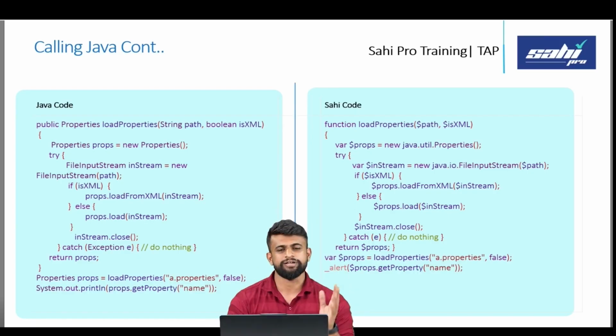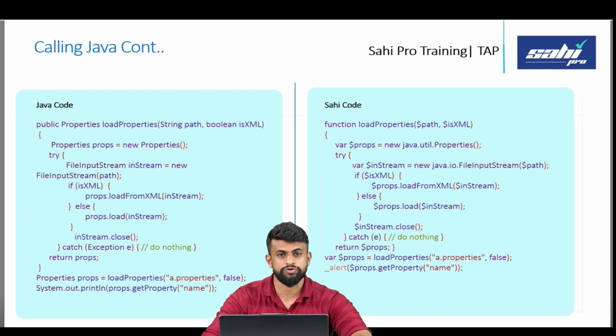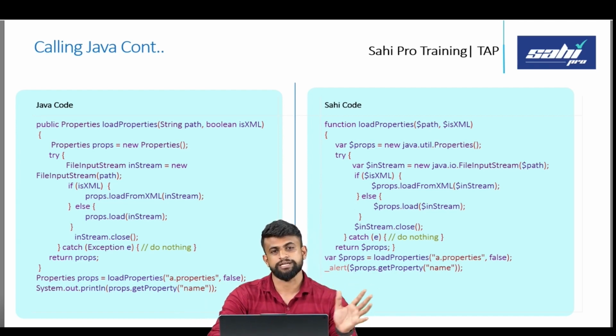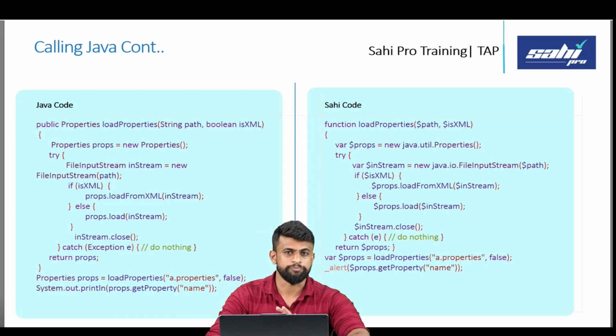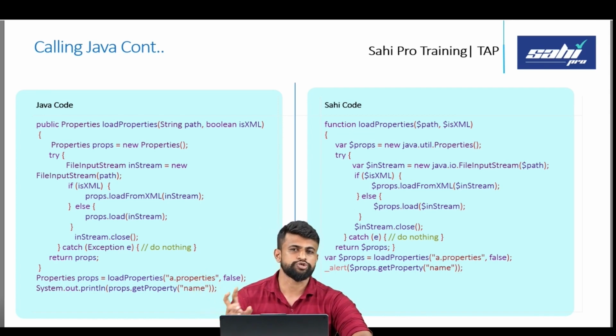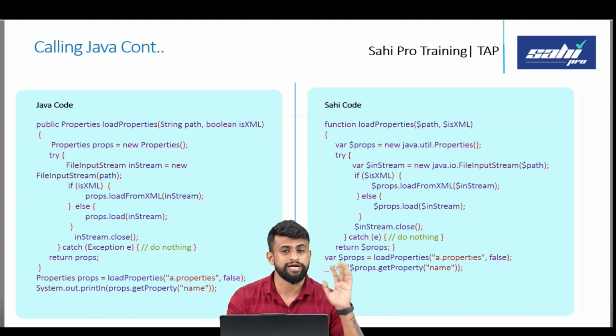So for that, I'm having two codes there. On one side, I'm having Java code, and on another side, I'm having my Sahi code. You have created a function known as load properties. You can notice there in my Sahi also, you have a load properties. But the only difference is, in my Java, if you look, you have an access modifier known as public, but in my script, there is no access modifier. My function is taking two parameters in my Java code. Look at Sahi, you have the same two parameters. Look at my Java code there. You have a data type for those parameters. Look at my Sahi. You don't have any data types for those parameters.